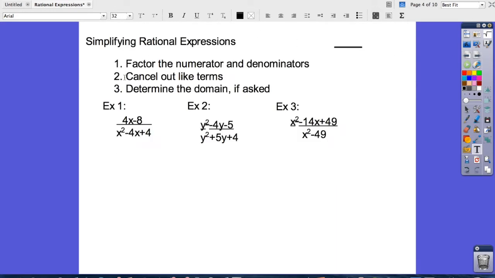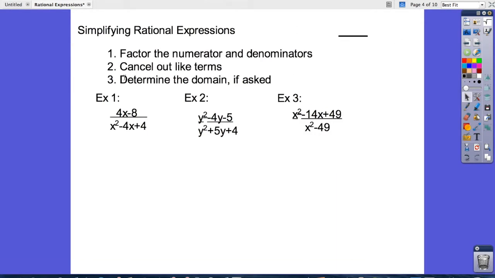So let's talk about simplifying rational expressions. To do that, I wrote down 3 easy steps to help you out. First, we're going to factor the numerator and denominator. Then we're going to cancel out like terms. And then we're going to determine the domain.